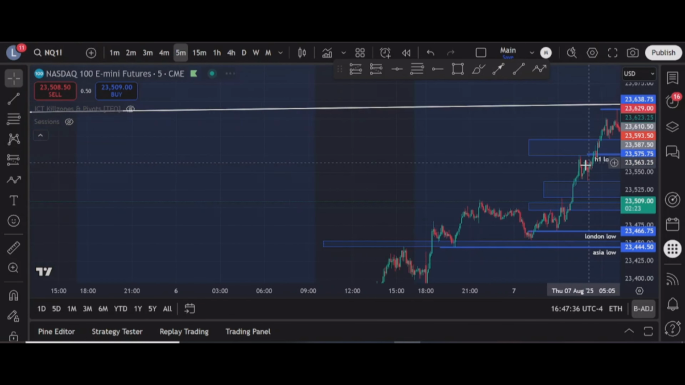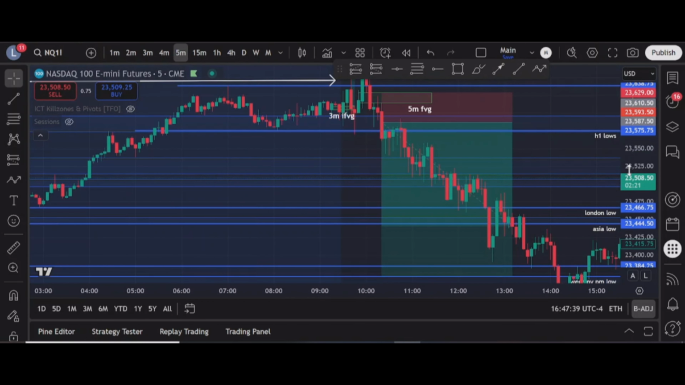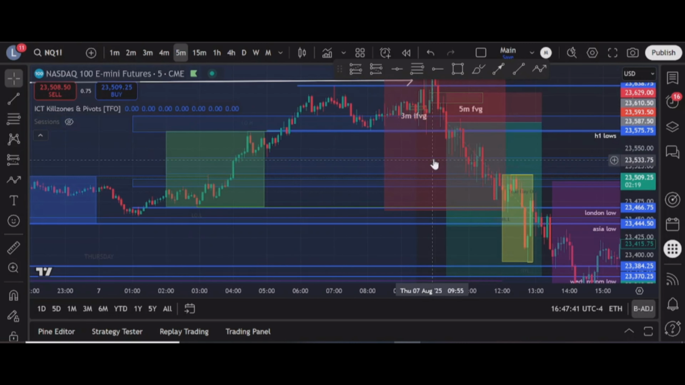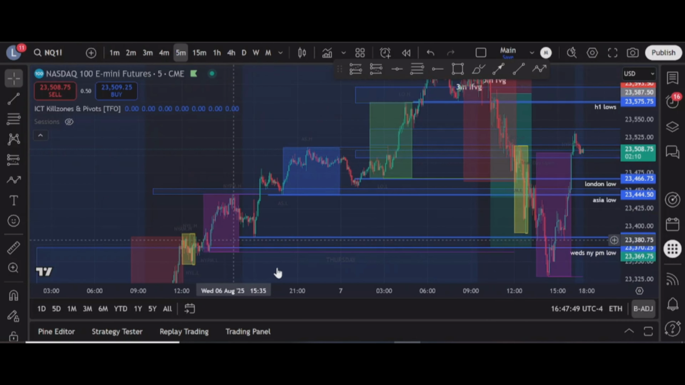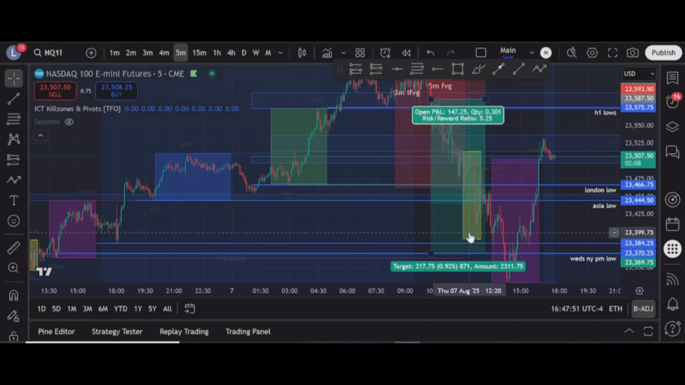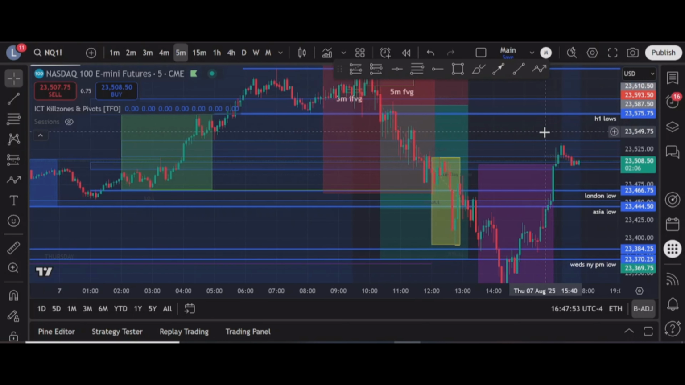Again, you enter off an inverse fair value gap or a break of structure to the downside. You enter here, stops above the gap, and you just target the open draws on liquidity. What are the open draws on liquidity? You just use that kill zones indicator, and you just see what draws haven't been tapped. So we have these gaps, all these gaps in here. It was a little bit sketchy because we're trading into these gaps, but London low hasn't been taken, Asia low hasn't been taken, this New York PM low hasn't been taken. You target all the way down, you would have caught 5R on this trade.